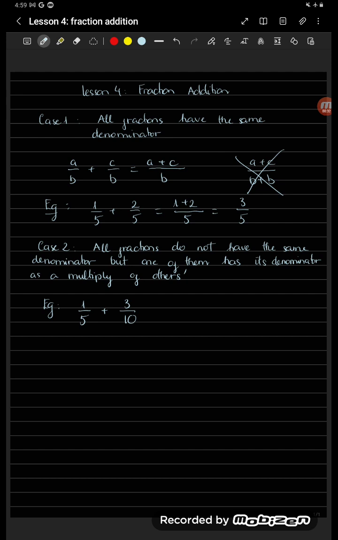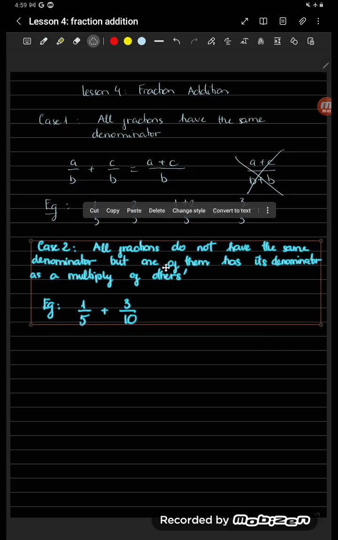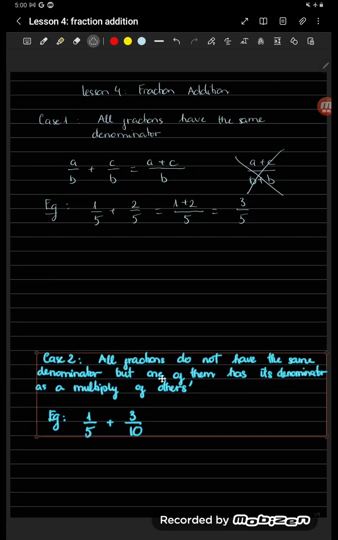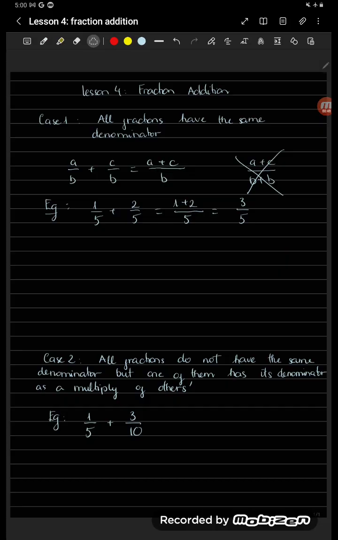Okay, so case 1: we have fractions that have the same denominator. What does it mean? It means we have two fractions, for example, a over b plus c over b. You can see they have the same denominator, b, right? So in this case, we'll add the top parts together. It means we add the numerators together. But for the denominator we just keep b.